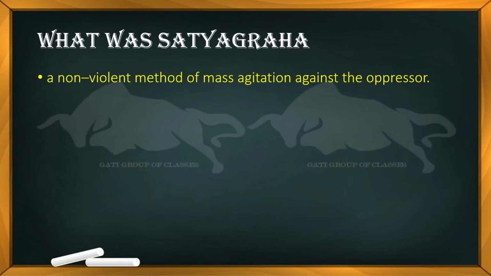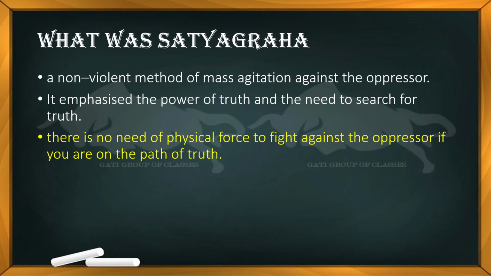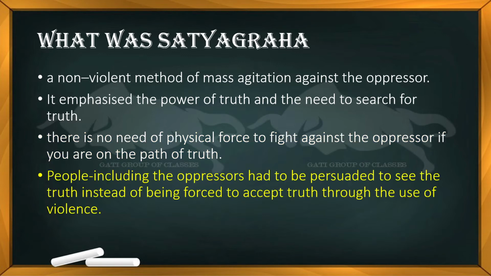An oppressor is a person who is against you and who is doing something wrong to you. If you are on the truth, if you are on the right path, then you don't need to use violence. This is the theory of Mahatma Gandhi, because he said there is no need to use physical force to fight against the oppressor if you are on the path of truth. If you are right, then there is no need to use any type of violence.